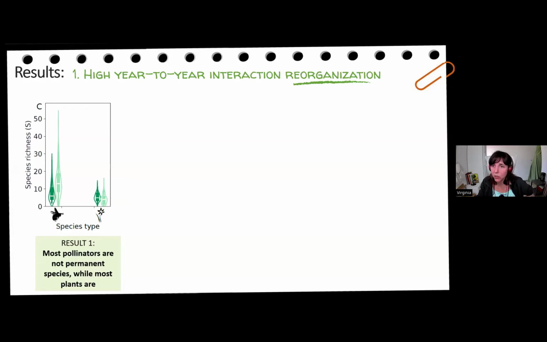we found that our pollinator-plant communities were highly dynamic, with most of the interactions, 90%, being present only once across all the years. So basically, as you can see here, the average number of permanent pollinators is smaller than the average number of transient pollinators, approximately by a third. However, this is not the case for plants. In this case, slightly more plants are permanent, and the ratio of permanent to non-permanent is half-half.